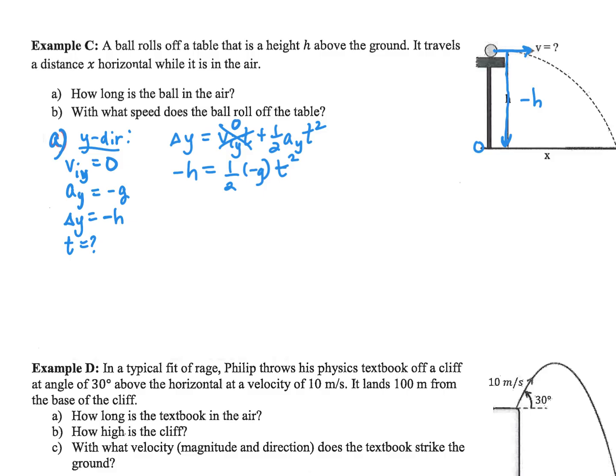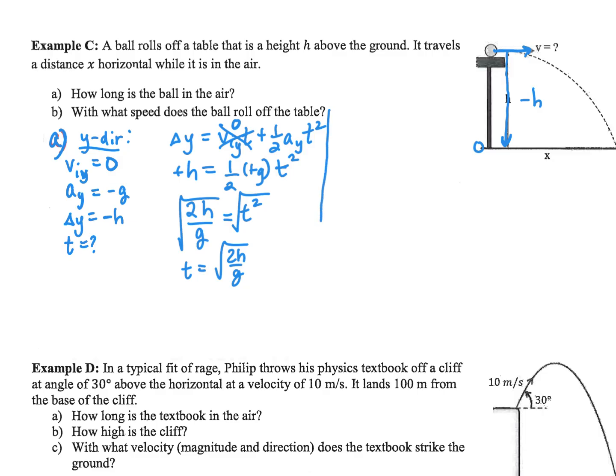So if we solve this, we know the negatives are going to go away, don't we? So we get 2h over what? And then we're going to take the square root. So we get t equals the square root of 2h over g. All right, so that's a.